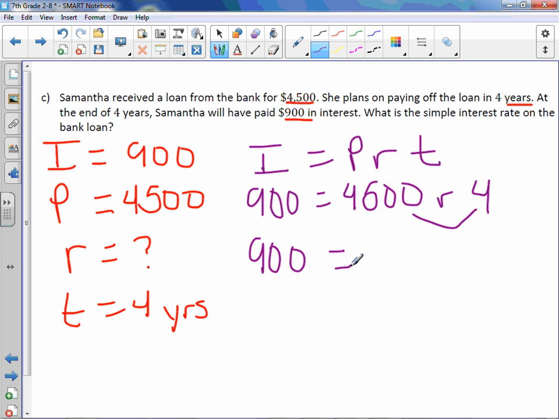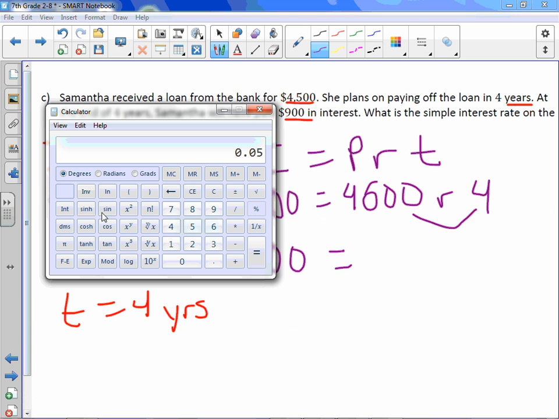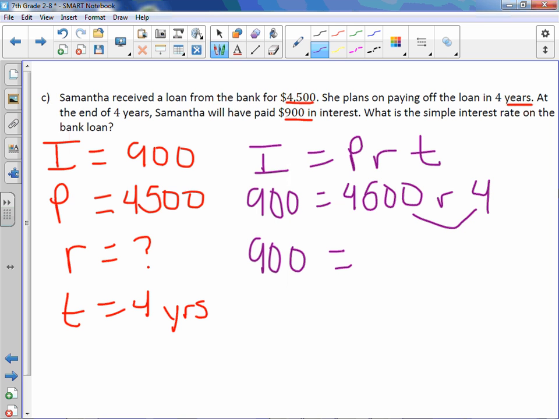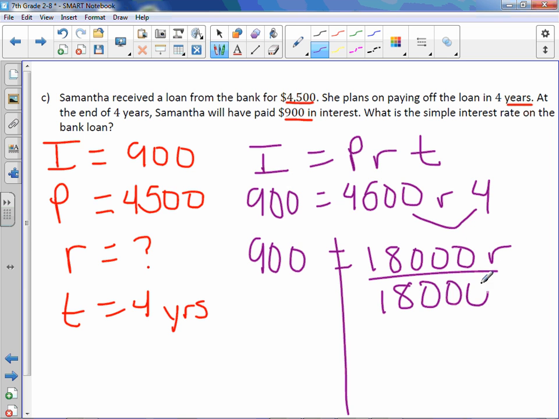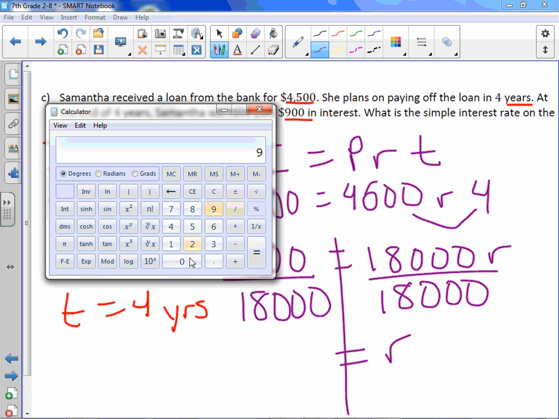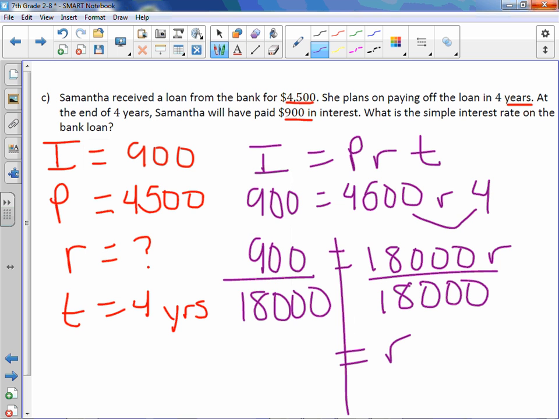900 equals 18,000. Bring down the R. Get R by itself by dividing by 18,000. We get 0.05. Again, move it 2 to the right, and we get 5%.